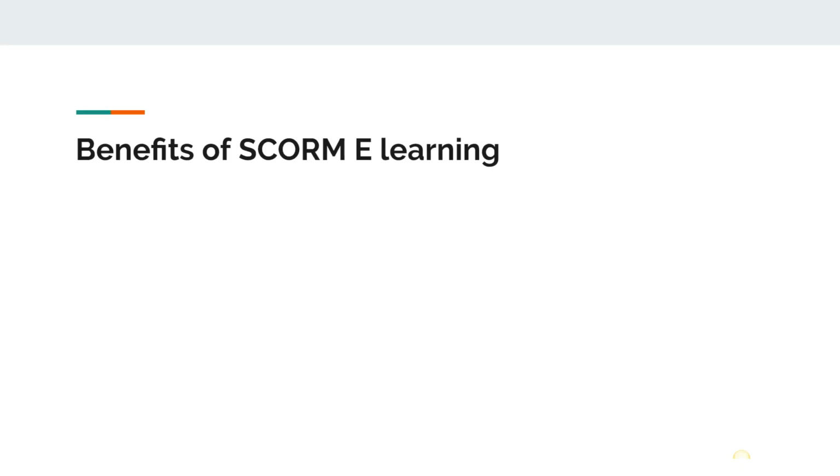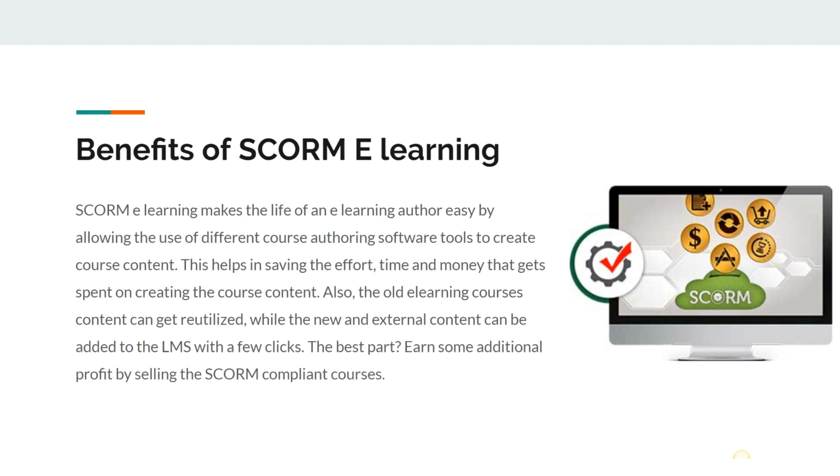Benefits of SCORM e-learning. SCORM e-learning makes the life of an e-learning author easy by allowing the use of different course authoring software tools to create course content. This helps in saving the effort, time, and money that gets spent on creating the course content. Also, the old e-learning course content can be reutilized, while the new and external content can be added to the LMS with a few clicks. The best part, you ask? Earn some additional profit by selling the SCORM compliant courses.